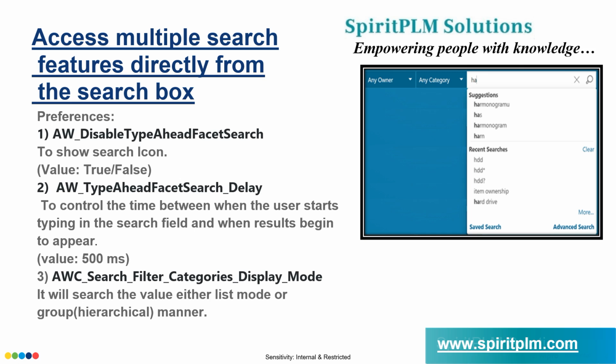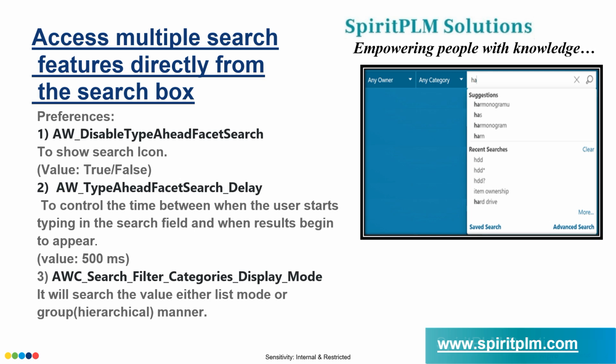Then you can control the time between when the user starts typing in the search field and when the results begin to appear. When you pass some value in the search box and the suggestion search loads, you can control that time too. How to control? Point number 2, AW_type_ahead_facet_search_delay is one of the preferences, and using that you can control the delay value, whether let's say 500 milliseconds or 300 milliseconds, that you can add.